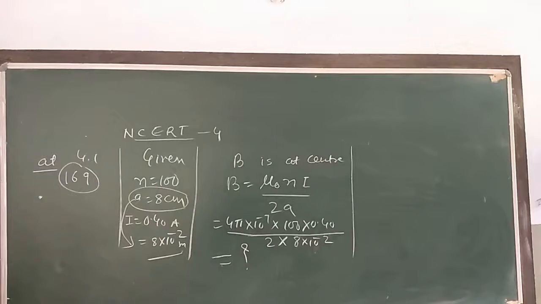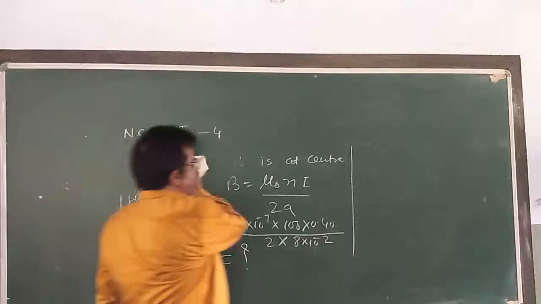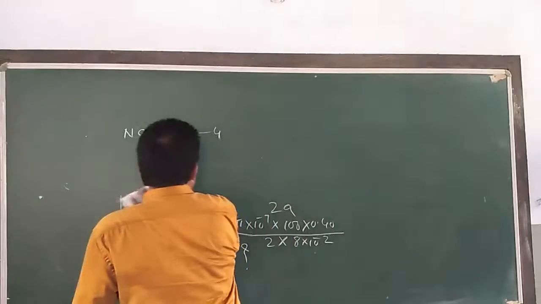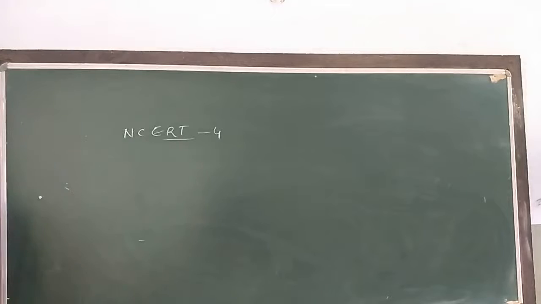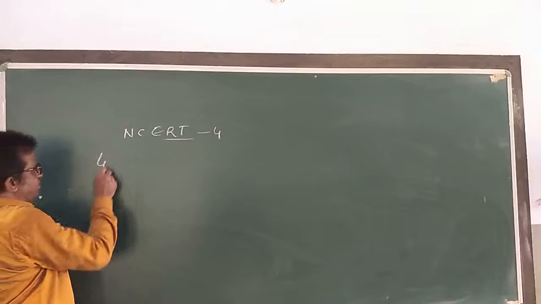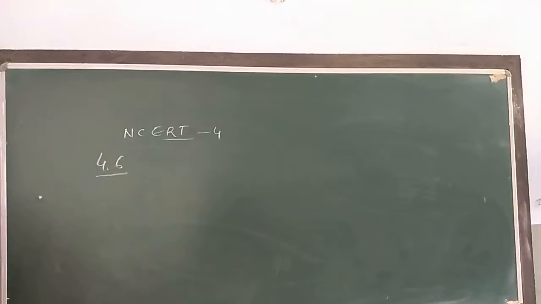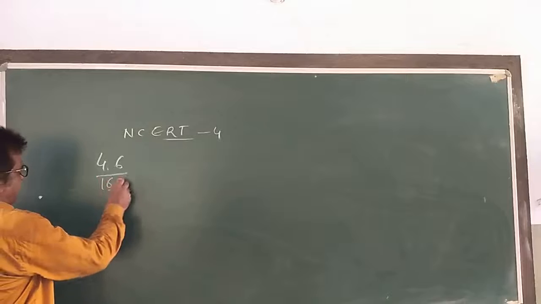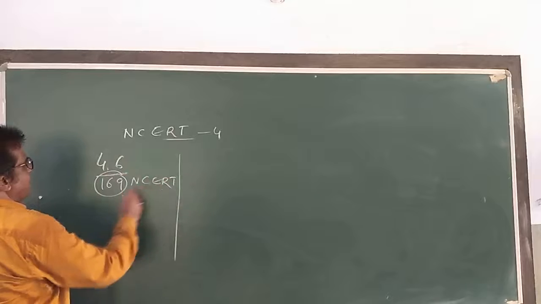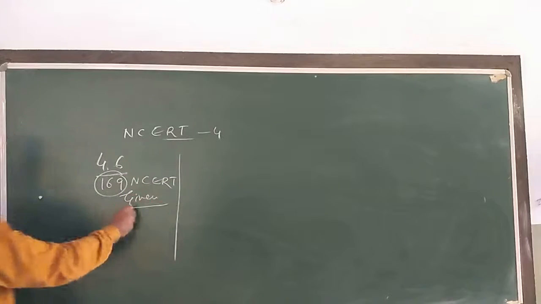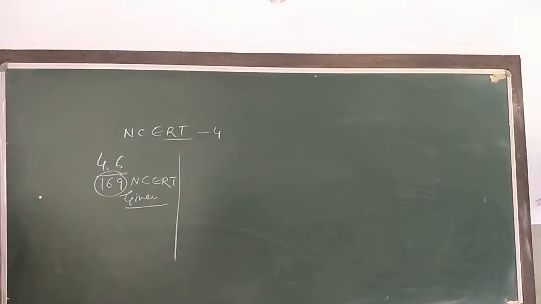So we can see here 4.6. Another question that I am taking here of your NCERT textbook, you have to solve all the small questions based on the formula. Here we are taking another question, that is 4.6 on same page number 169 of our NCERT. What are the things given? First write down here. A 3 centimeter wire carrying a current of 10 ampere.